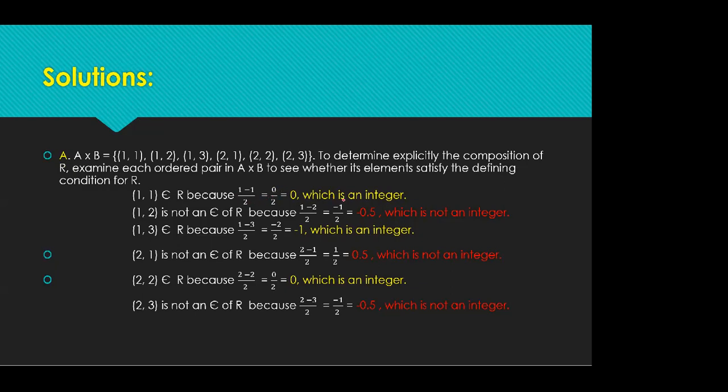So over 2. 0 over 2 is 0. Is it an integer? Yes, sir. From our topic yesterday on the real number system, 0 is an integer. So it satisfies the condition. So this is a relation. Gets? Yes, sir. So for the other ordered pair, we test it. 1 and 2. 1 minus 2 all over 2 is negative 1/2 or negative 0.5. So it is not an integer.